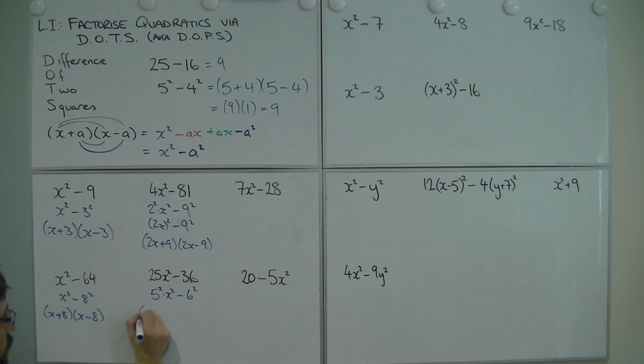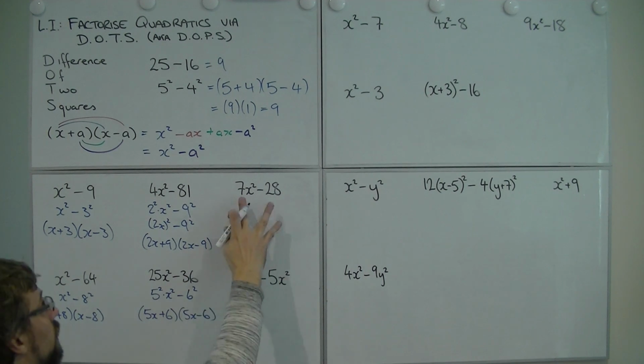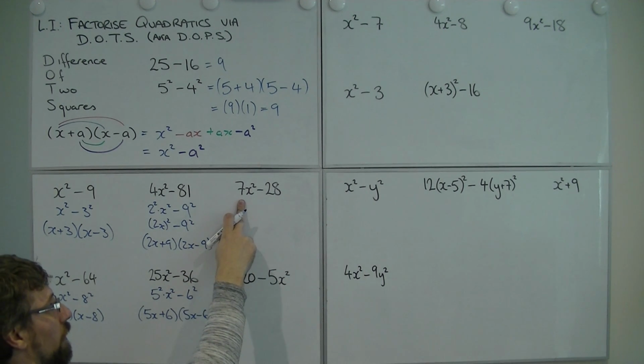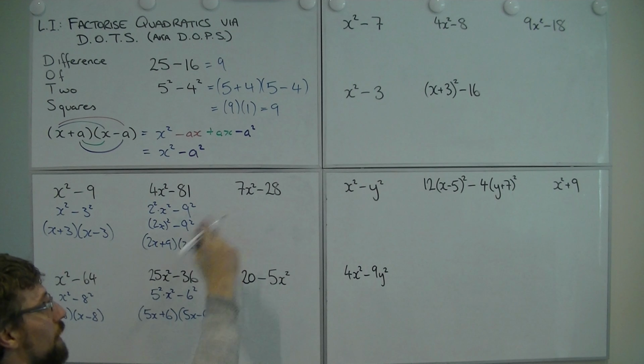All of these are squared, so the first number is 5x, the second number is 6. 5x minus 6. Beautiful. Okay, this guy. Well, hang on. 7, that's not a square number. I'm having a bad time now.